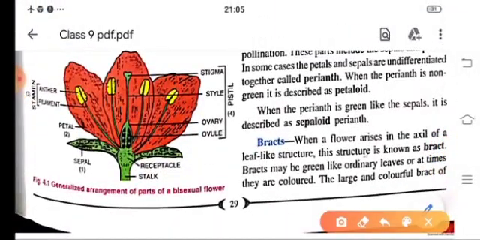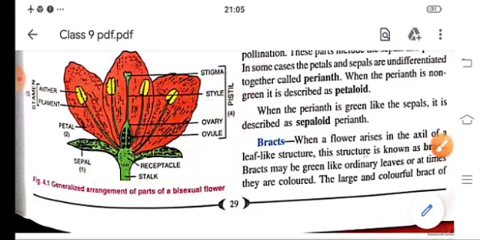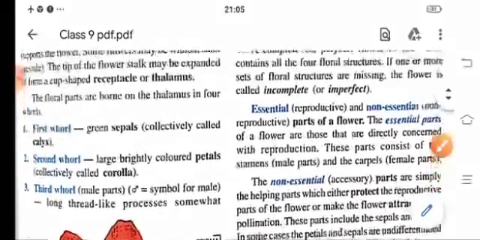So here see, this is the stalk or receptacle. The first whorl of the flower, sepals, are collectively known as calyx. Then second whorl of the flower is known as corolla or petals. Then third whorl of the flower, they are the stamens or androecium. And fourth whorl of the flower, they are known as pistil or gynoecium. So these are the four important parts of a flower.